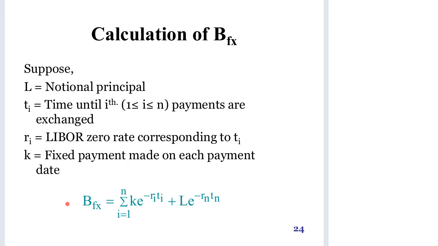You discount the Ks. The Ks are the individual cash flows, and on maturity, you are paying the notional principal. So you can add the notional principal and then the corresponding interest rate. You add it up. Look at it. It's nothing but the value of a bond.